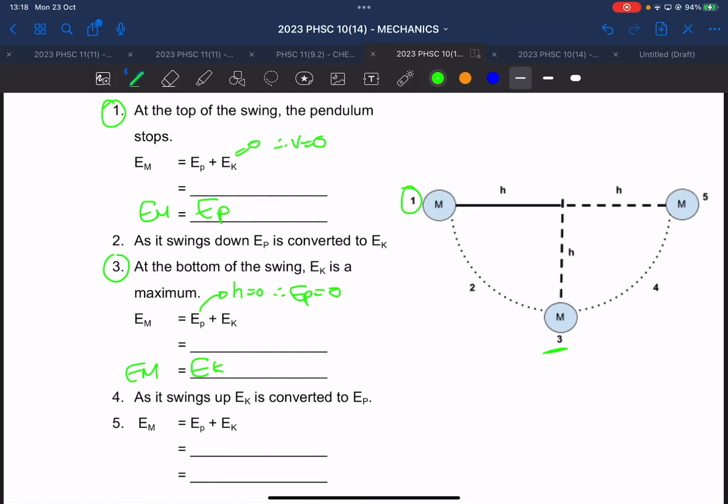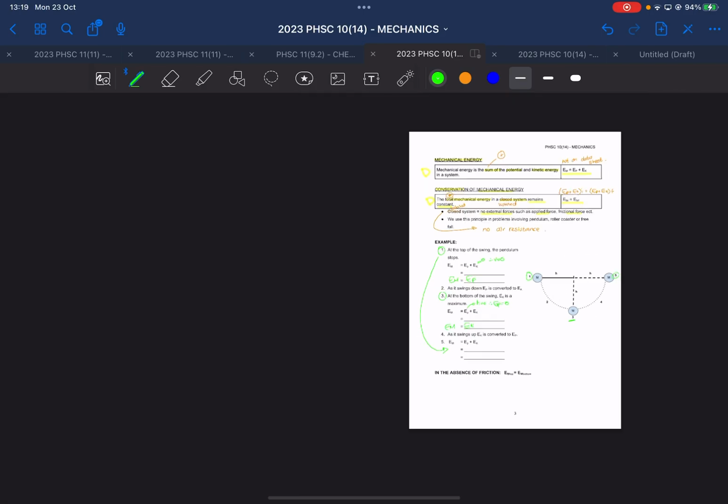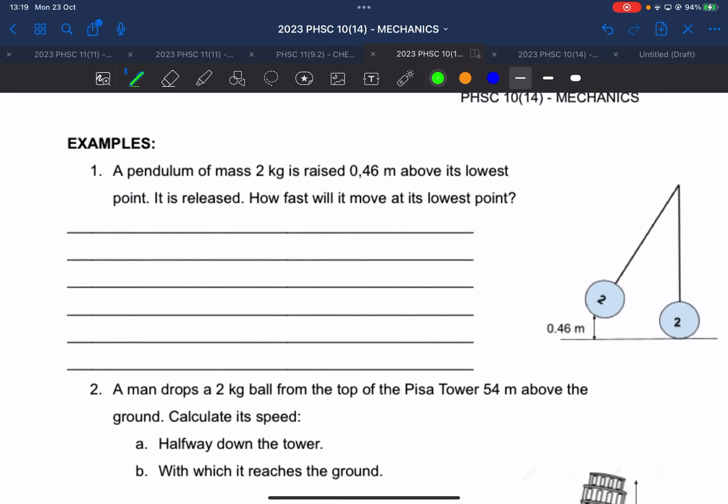Energy, and then the same thing happens at position number 5 as in number 1. Okay, so this is what we did on Friday. Now we're going to do some calculations with that.